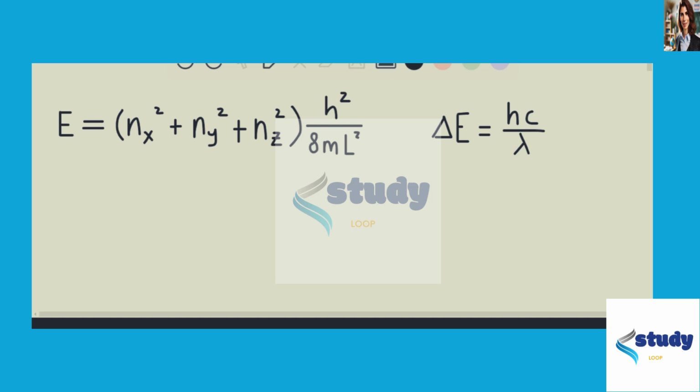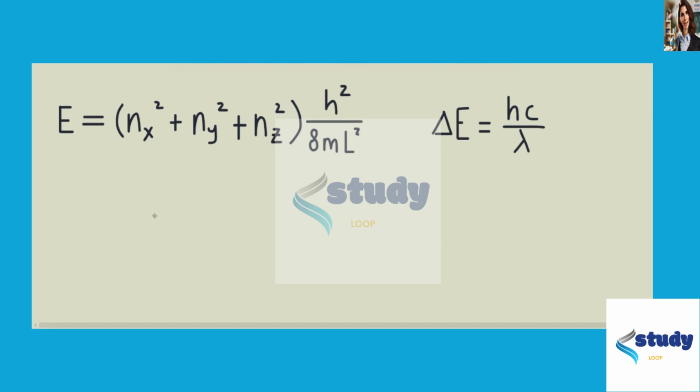So the energy level of a cubical box, which has x, y, and z components, is given as follows: nx, the energy level in the x, squared, plus ny, energy level in the y, plus nz, energy level in the z, all squared values, multiplied by Planck's constant squared divided by 8 times the mass of the particle times the length of the box L squared.